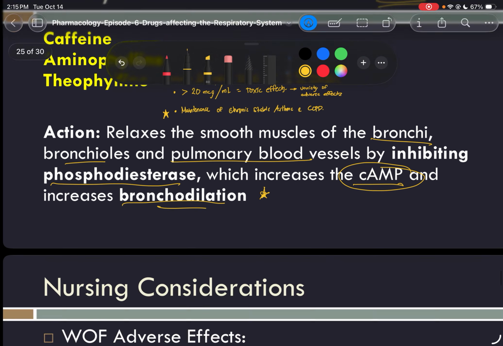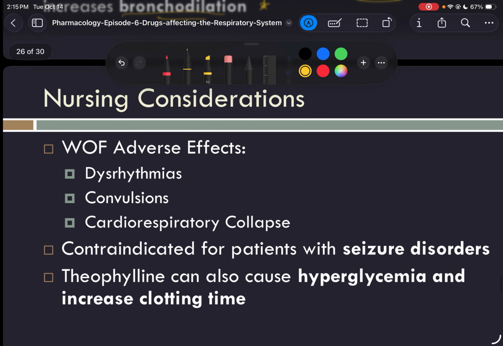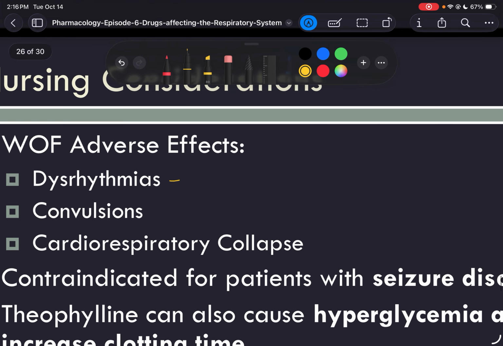Okay, so what are the adverse effects of these drugs? We have dysrhythmias, no? So, if you are gonna watch out for this class, if there's a possibility for dysrhythmia, remember, attach an ECG. Okay, attach an ECG. Convulsions or seizures, so what you need to do is seizure precautions. Okay, seizure precautions.